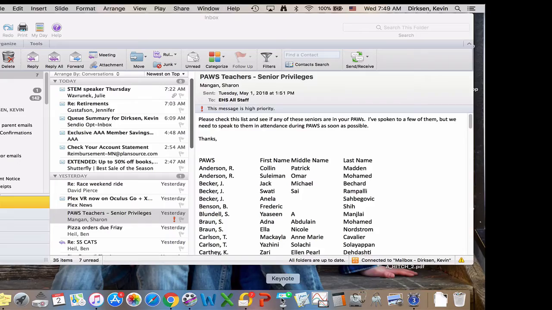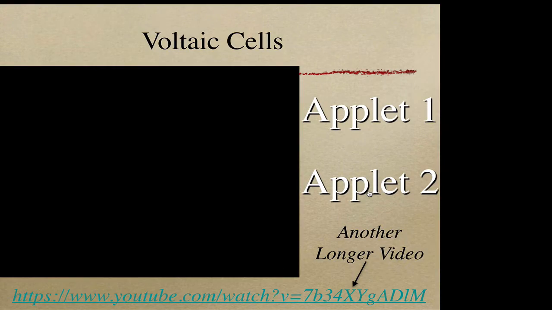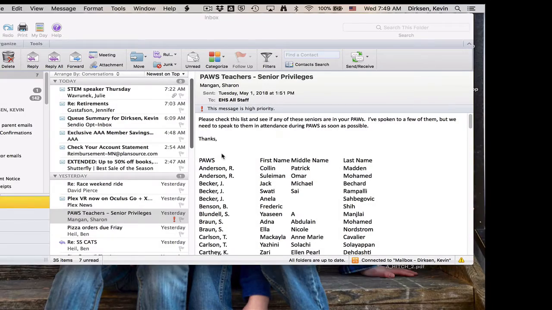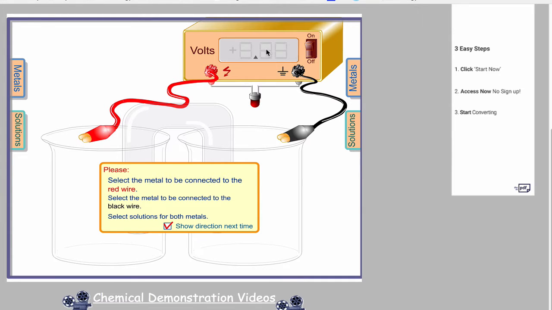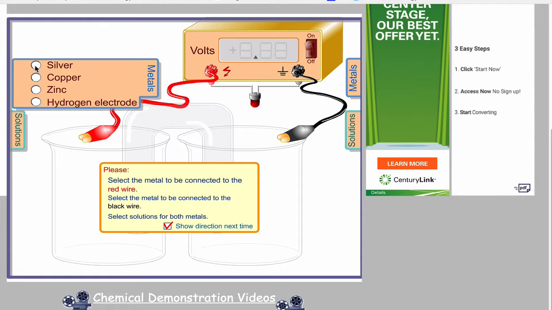If we go back to our slideshow, the second one here, I like it because what we can do with this one is actually modify the cell a little bit. Here we have a voltmeter, and we can choose what we have. I want to choose some different metals. We've seen copper and zinc, so let's use silver.